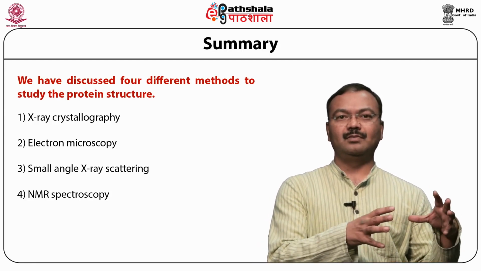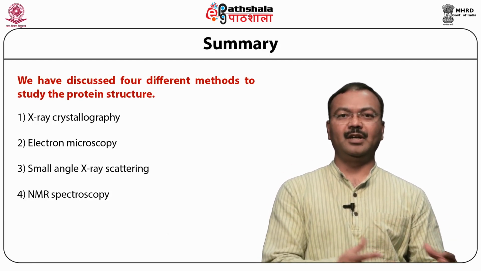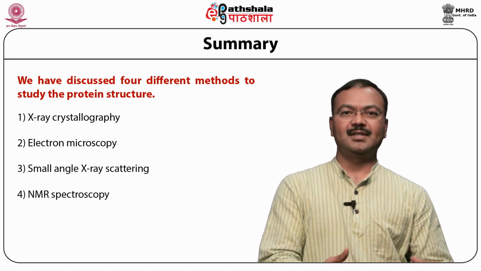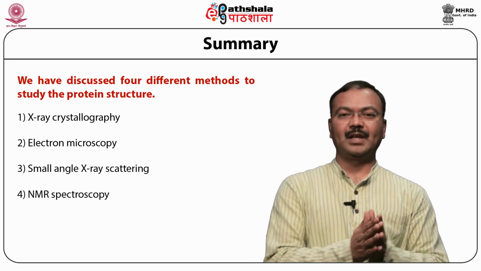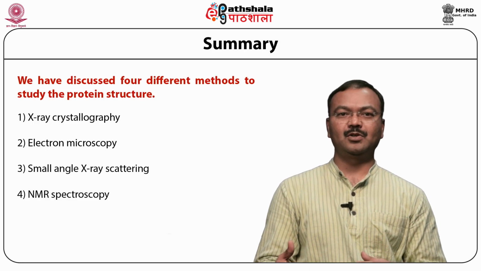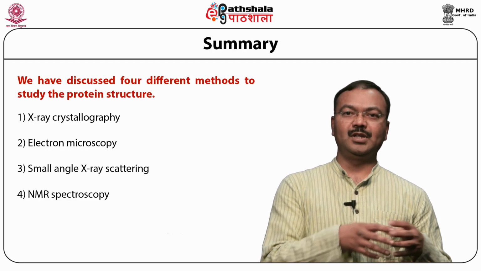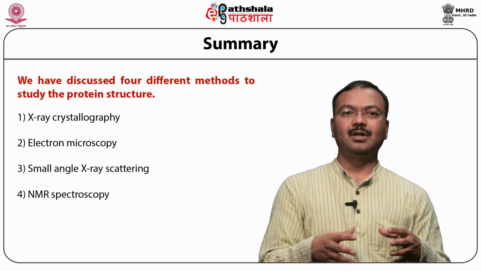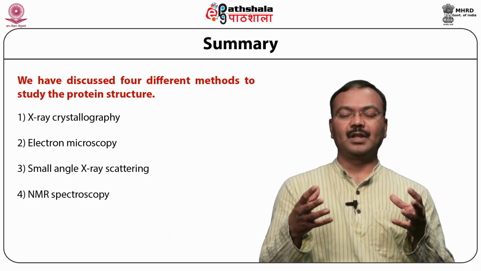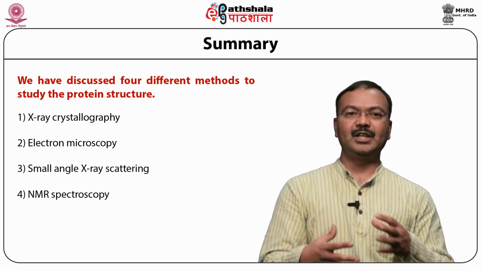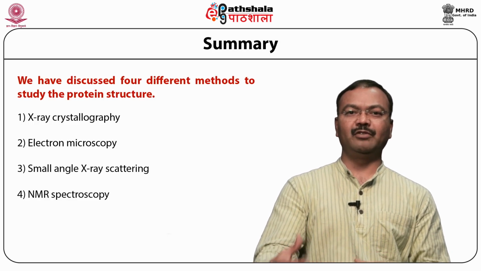Finally, let me summarize what I have spoken about in this module. We discussed 4 different methods to study protein structure: X-ray crystallography, electron microscopy, small angle X-ray scattering, and NMR. These methods are complementary to each other. X-ray crystallography and NMR spectroscopy give atomic information. For X-ray crystallography, one needs to crystallize the protein. For NMR, you don't need to crystallize the protein, but this method has a limitation with the size of the molecule. It is good up to 20-25 kilodalton proteins.